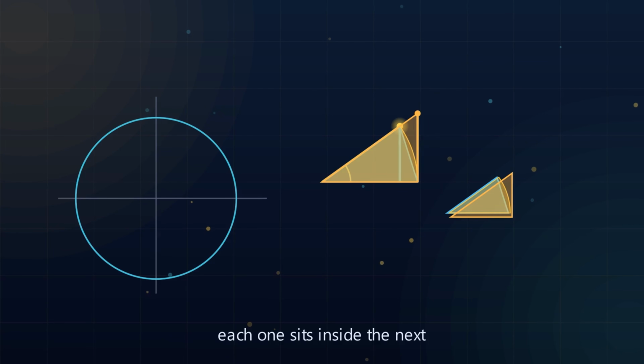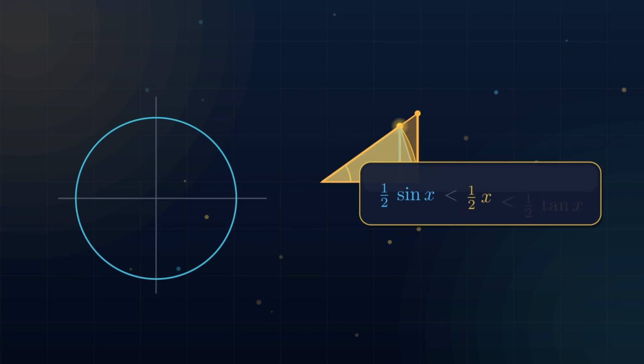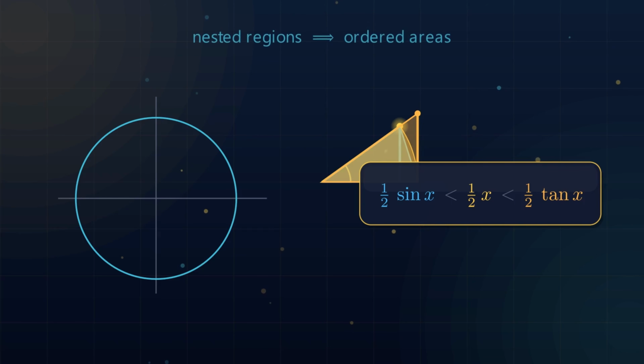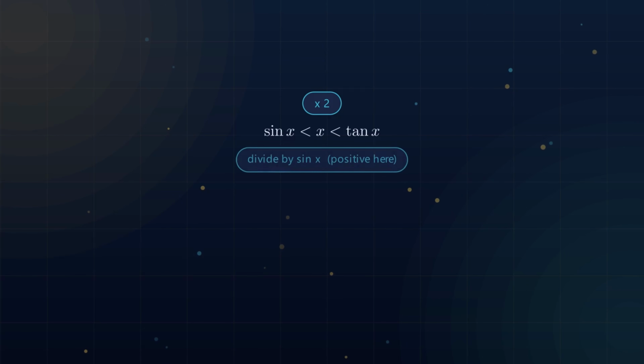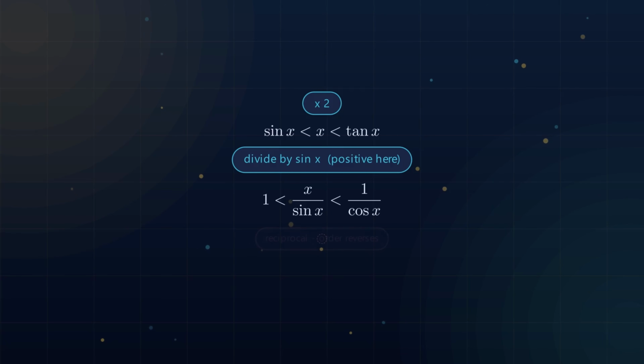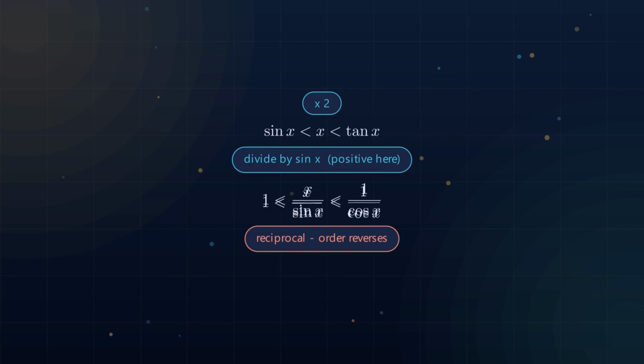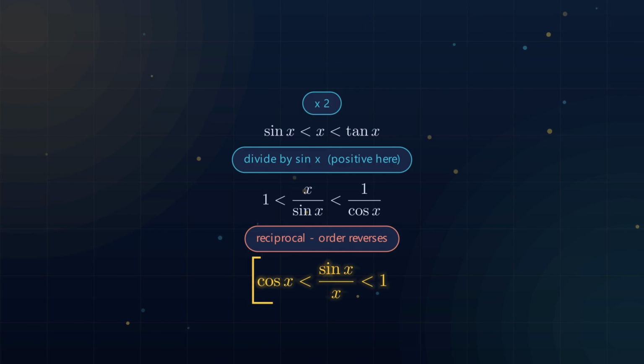And look, the small triangle sits inside the slice, and the slice sits inside the big triangle. Nested regions mean ordered areas. Multiply everything by 2. Then divide everything by sine x, which is positive here, so the directions hold. That gives 1 less than x over sine x, less than 1 over cosine x. Now flip all 3 fractions upside down. Flipping positive numbers reverses the order, and we land exactly where we want to be.